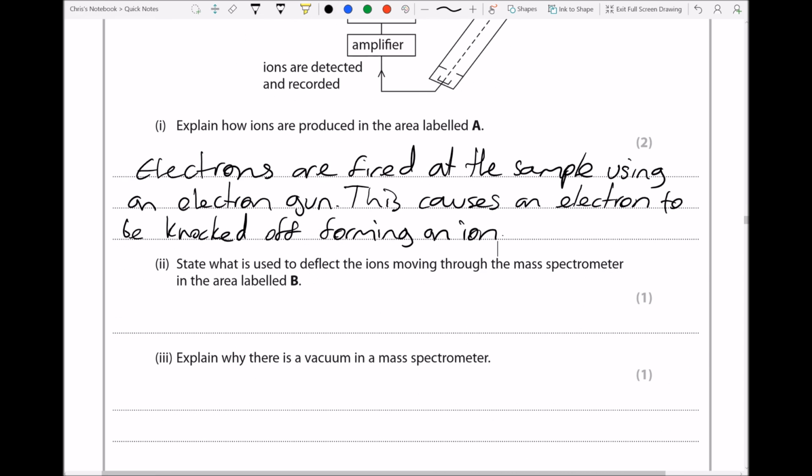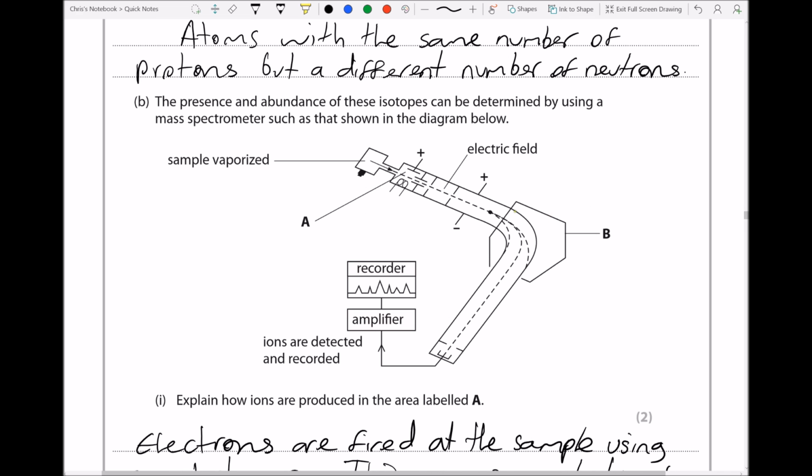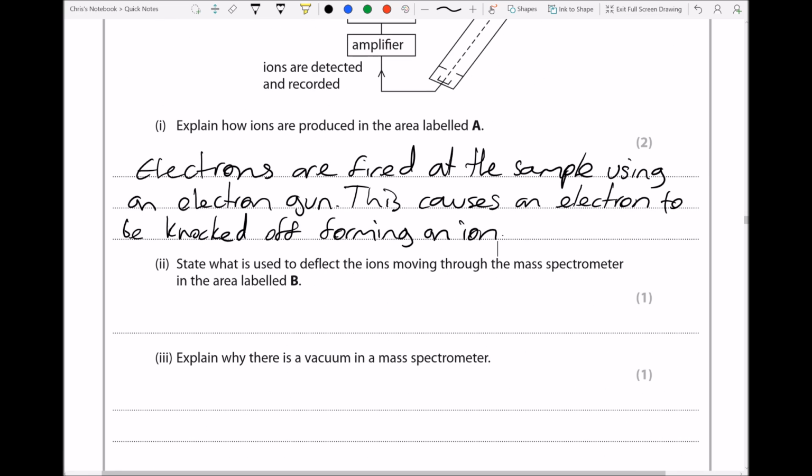Right, part 2. State what is used to deflect the ions moving through the mass spectrometer in the area labelled B. Right, so there it is here. Look at this big thing here. This is a magnet or an electromagnet. What this does is it effectively deflects some of your sample through this bend here. So that's the deflection mechanism. So electromagnet or magnet would be fine. Okay, or we'll just put magnet. Anything like that will do.